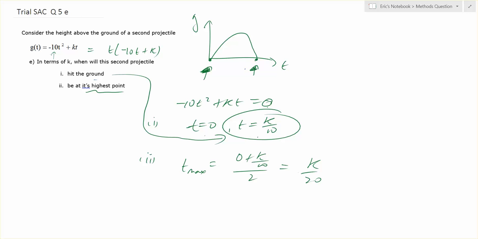Now, this isn't asked in the question, but if you were asked to find what the maximum value is, you just sub this back into our original equation to get the maximum height above the ground.